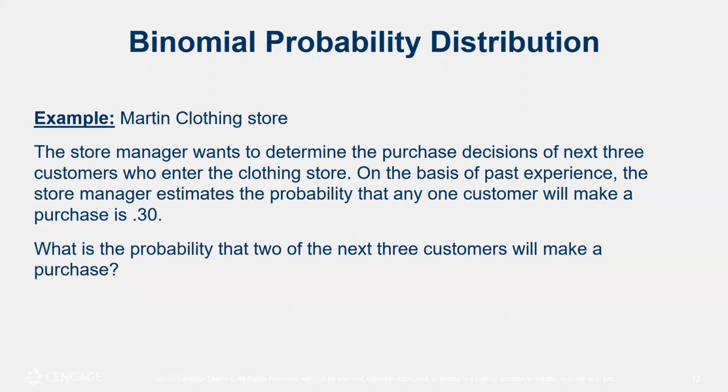So here's an example. Martin Clothing Store wants to determine the purchase decisions of the next 3 customers who enter the clothing store. On the basis of past experience, the store manager estimates the probability that any one customer will make a purchase is 0.3. Okay, so what's the probability that 2 of the next 3 customers will make a purchase?